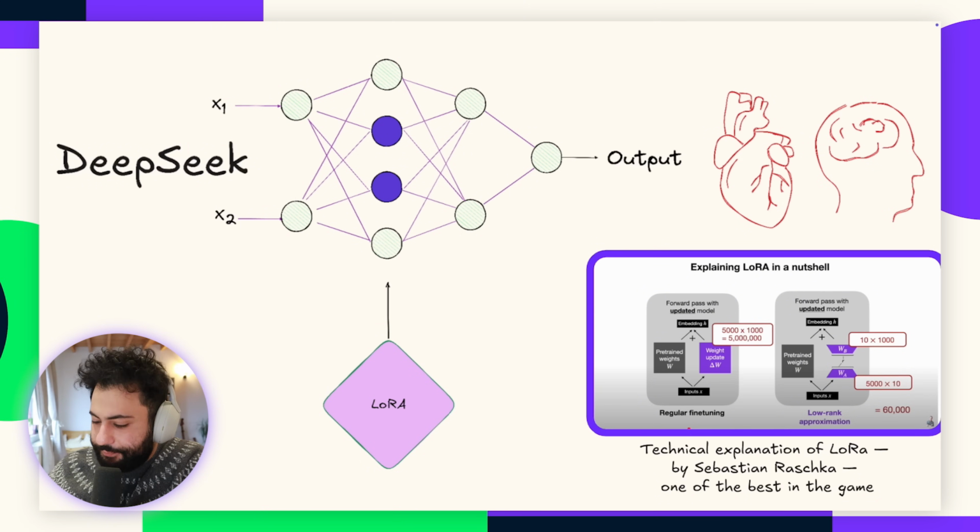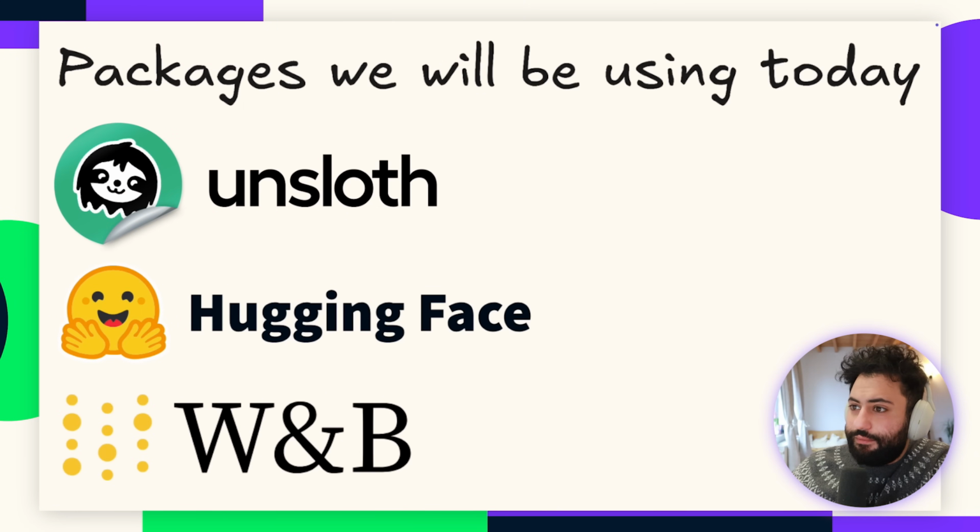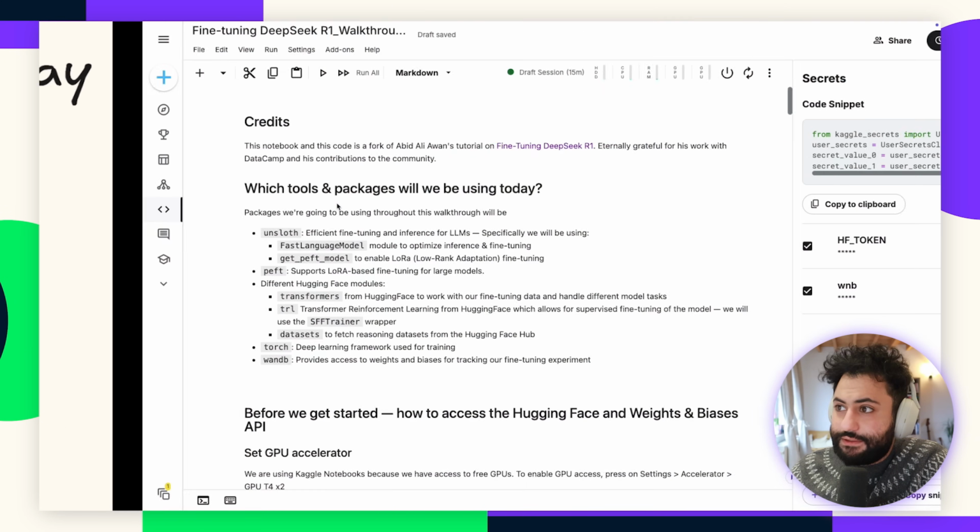Now, the packages that we're going to be using today are Unsloth, which is a module that allows for efficient fine-tuning and inference of large language models. Of course, we're going to be using Hugging Face because of all of its helper functions to download the data, that fine-tuning data set, download the model, and so forth. And we're going to be using Weights and Biases for tracking our experiment and seeing how it performs. So with that, let's get started.